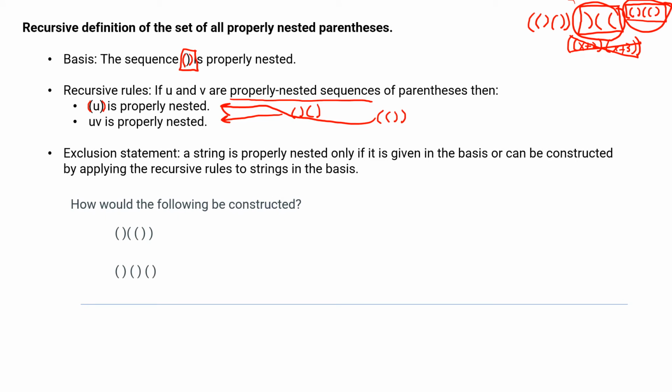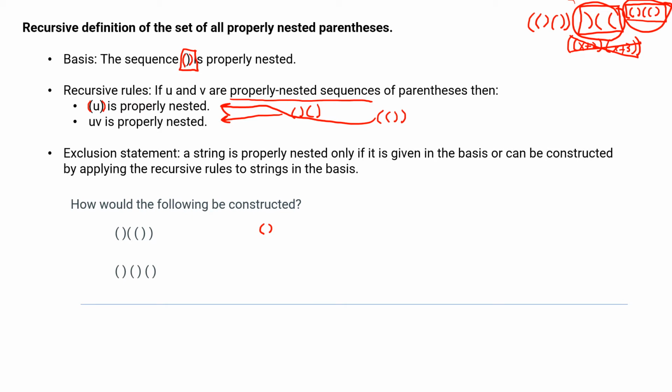So let's think, how would some of these be constructed? How would this first one be constructed? Well, you could construct this using these several times, but in different orders too. It's not always that there's only one way to get these. So I could say first that I'm starting with the basis. We always have to start with the basis, which is just one set of parentheses. Okay, so that's the basis there.